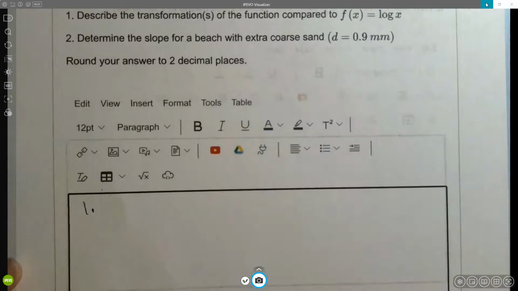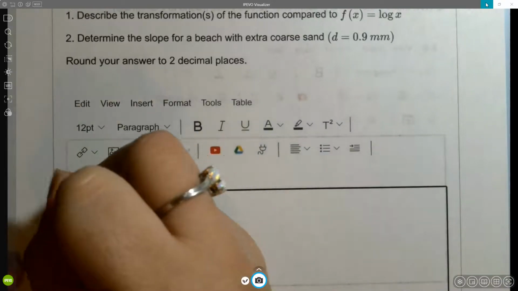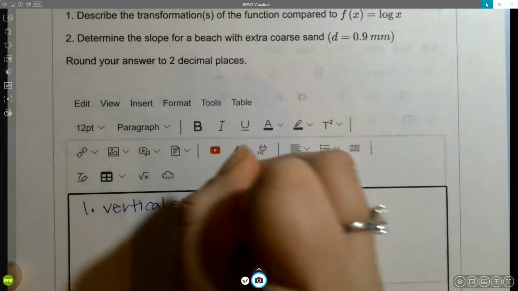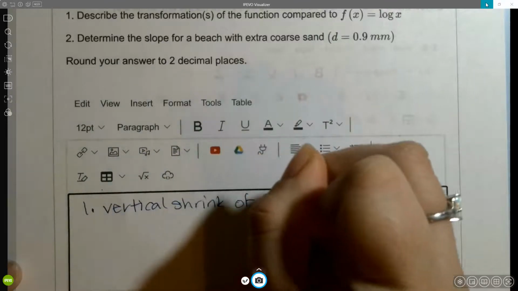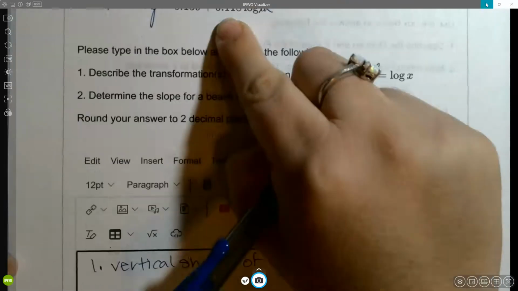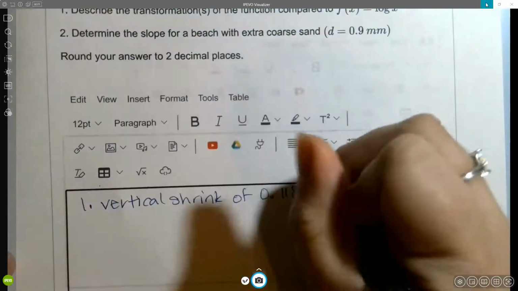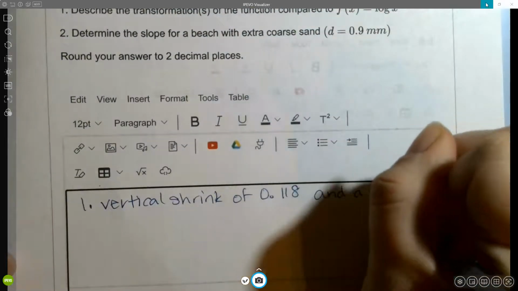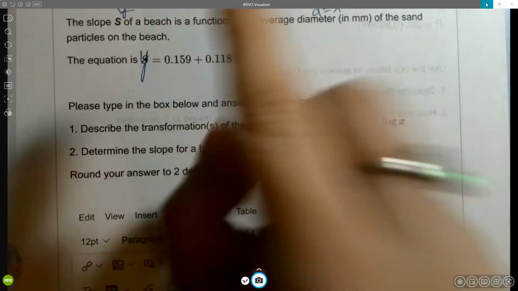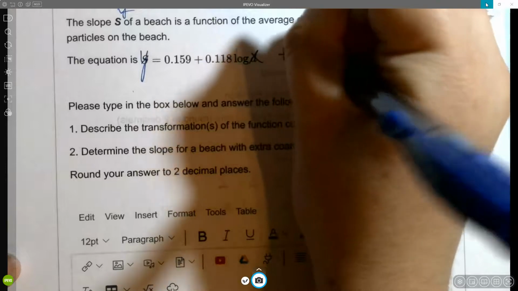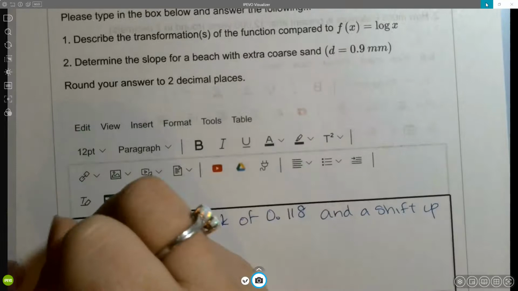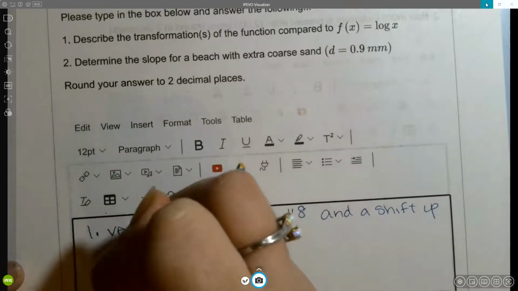It has a vertical shrink of 0.118. I got this from the decimal out front. It's less than 1. And a shift up, because this, remember, could just be moved and put at the end. So a shift up of 0.159.